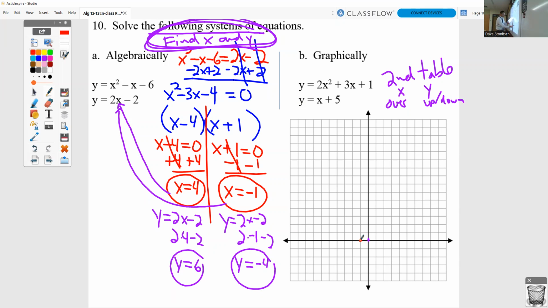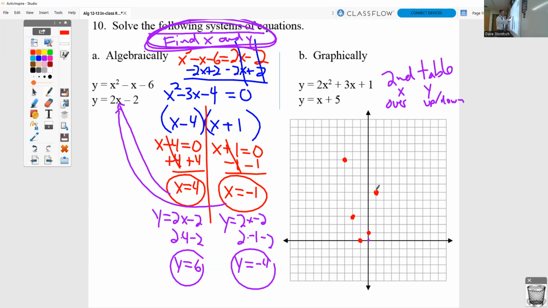You end up with a point here at negative 1, 0. You have 0, 1. You have negative 2, 3. You have negative 3, 10. You have 1, 6.